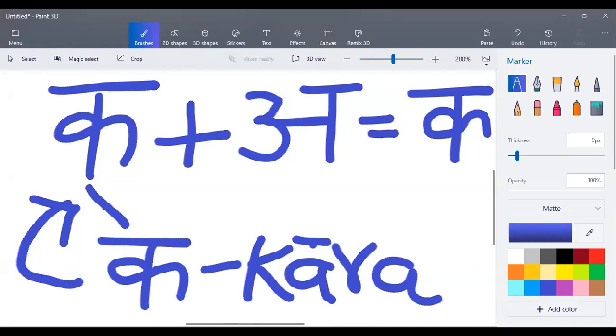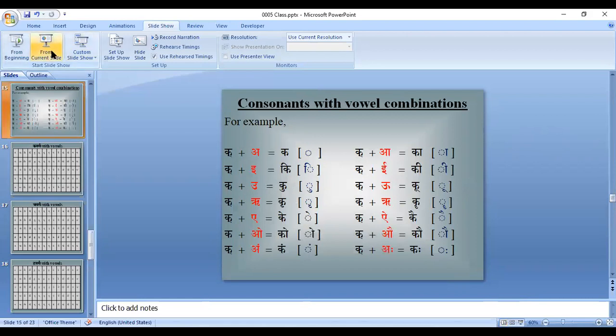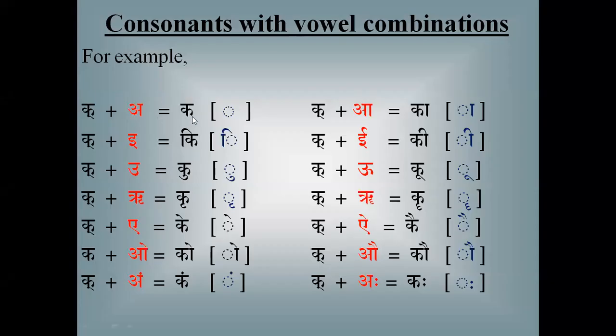So now you can see the slide. I will show you the slide. You can easily identify. You can address the consonant by this. So kakara plus a equals ka, kakara plus e equals ki, kakara plus u equals ku. So the pure consonant is addressed by adding the suffix kara.